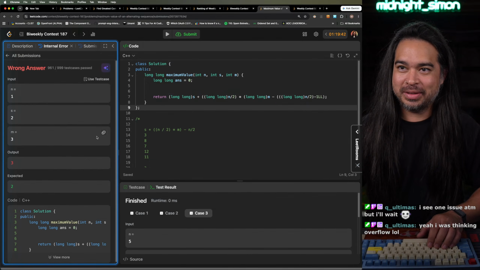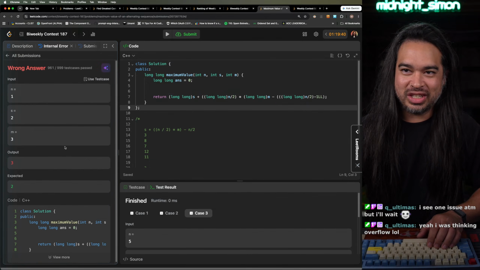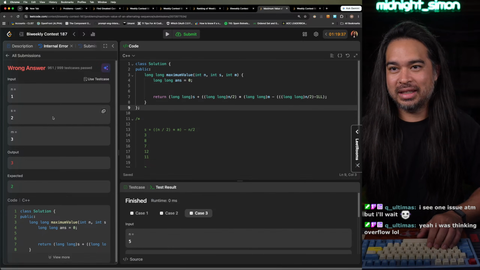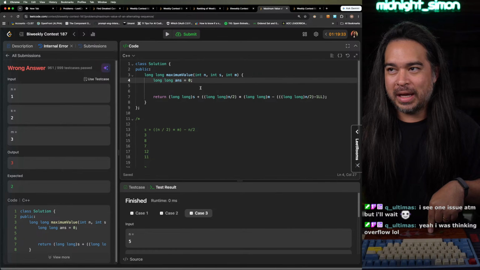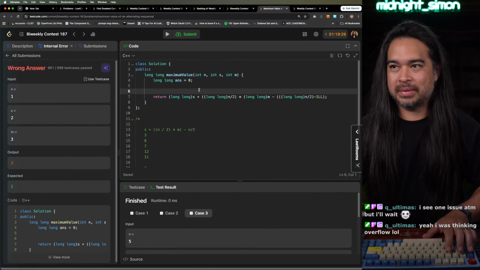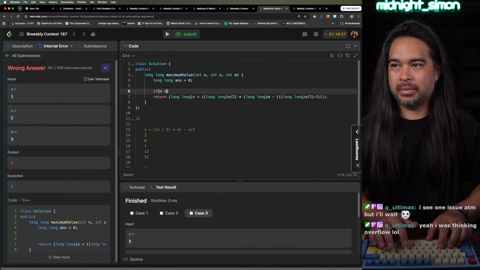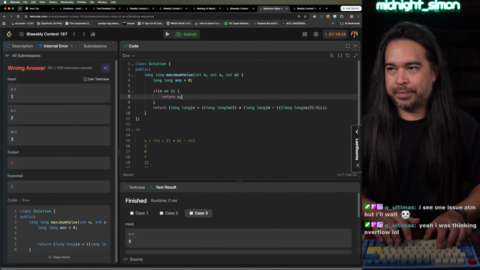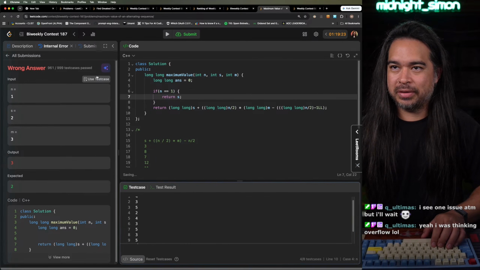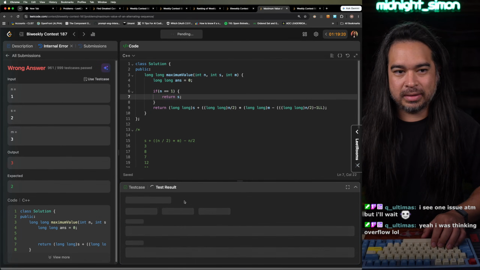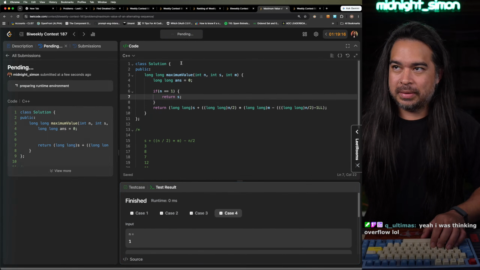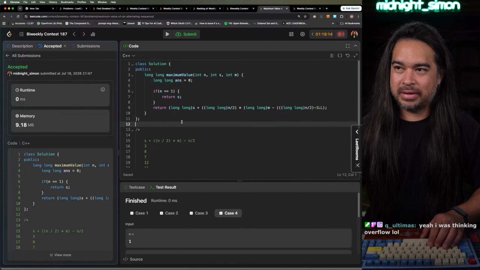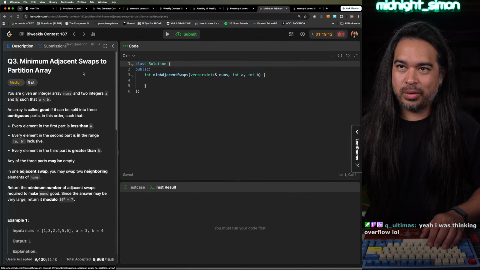See what happens. Oh, Jesus Christ. I didn't think of n equals 1. So if n equals 1, I should just return s. That's what I should have been thinking of, man. All the edge cases. Anyways, not great. Not great.